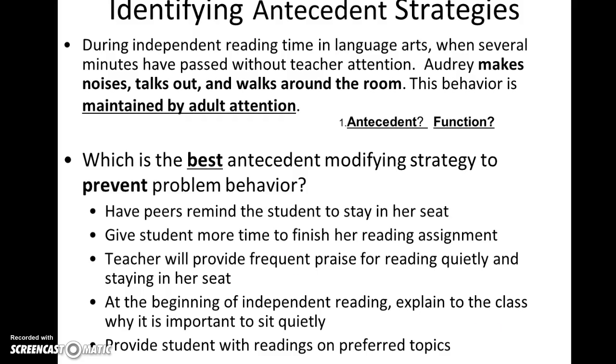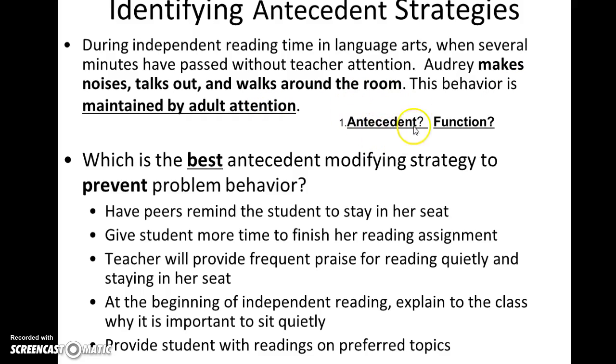So identifying the antecedent strategies. How do you identify and then select them? During independent reading time in language arts, when several minutes have passed without teacher attention, Audrey makes noises, talks out, and walks around the classroom. This behavior is maintained by adult attention.